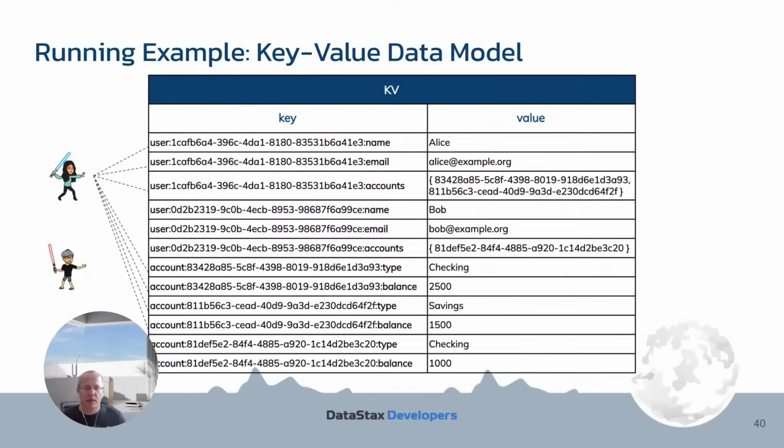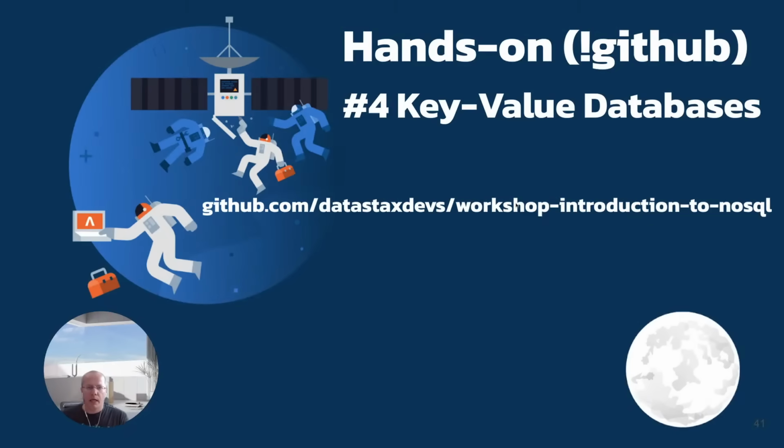But here we actually broke down to individual values. So we can retrieve for user with this name, or with this ID, we can retrieve name, it will be Alice. We can retrieve email, it will be Alice at example.org. We can retrieve accounts, and this is a set of 2 account IDs, okay, and so on.